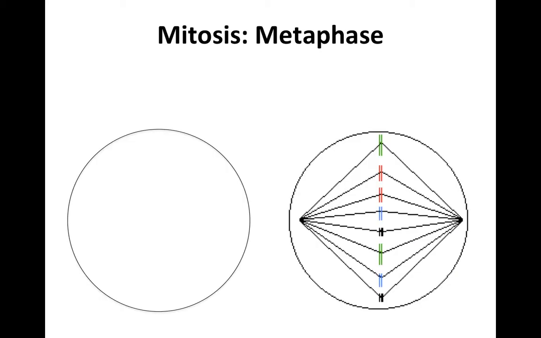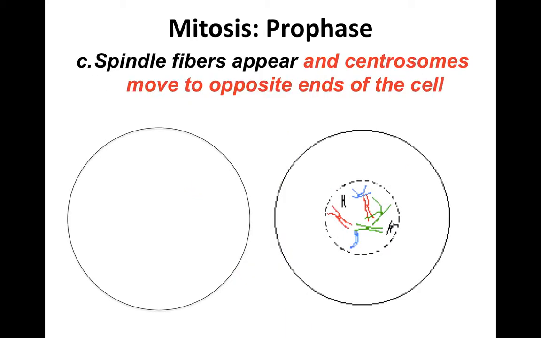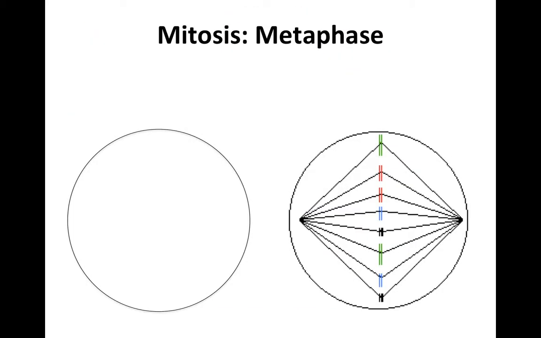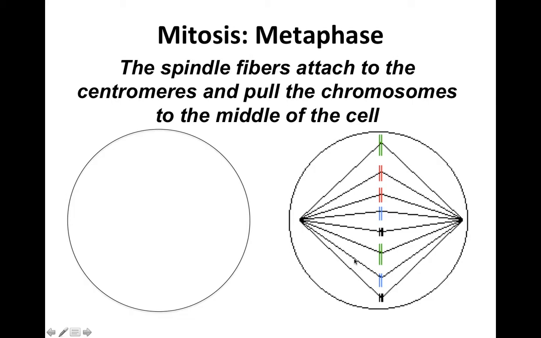So here's this picture. Everybody stare at that one. Compare it to this picture. What's going on from this picture to this picture? Probably one thing that you should notice is that the chromosomes are lined up in the equator or the middle of the cell. These lines right here are the spindle fibers. You can actually see those. So what's happening here is that the spindle fibers are going to attach to the centromeres and pull the chromosomes to the middle of the cell.